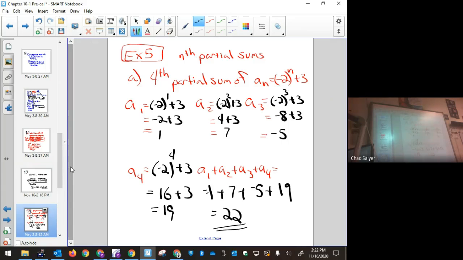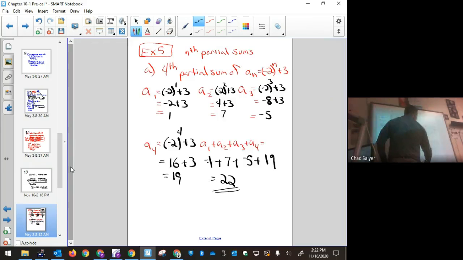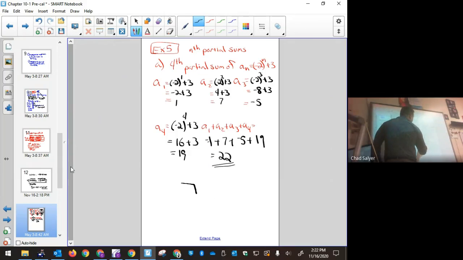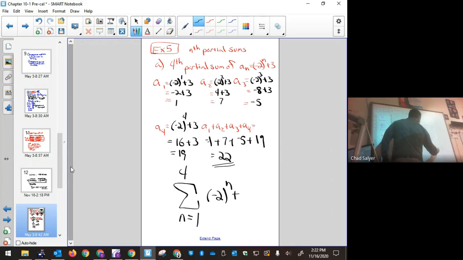So if I want to find this on my calculator, I need to convert it to sigma notation. So writing this same problem in terms of sigma notation is going to be like this. From n equals 1 to 4, negative 2 to the n plus 3. So that's how I would write the same problem in sigma notation.